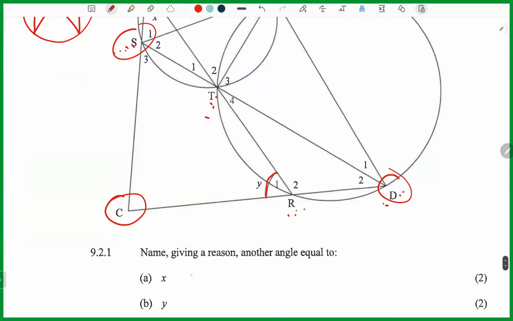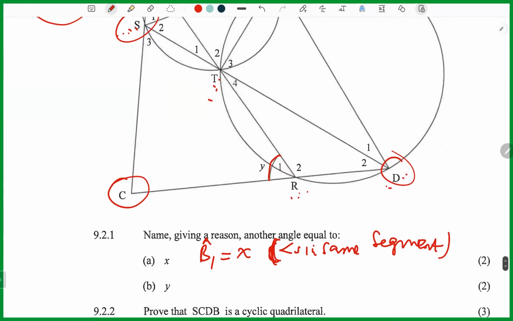So which means therefore the answer here would be that B1 is equal to X, and the reason is the angles in same segment. Then you have Y.